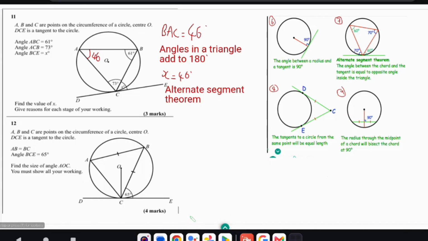Okay, AOC. We should join it together first. Got a tangent here. Have we got a tangent touching a radius? Well, yes, we have actually. That's 90. So we can say that OCB is 90 minus 65, which is 25.